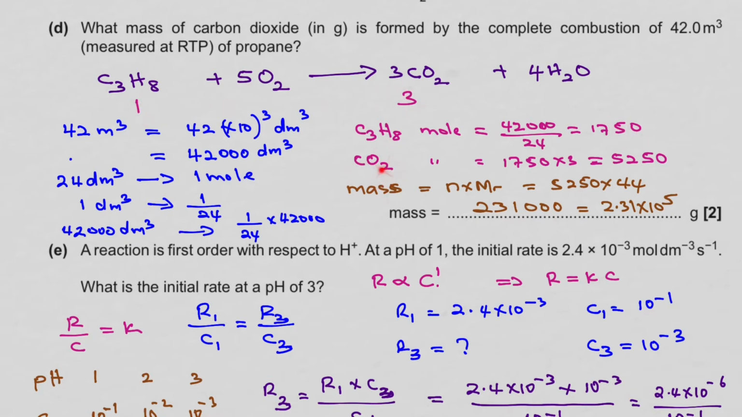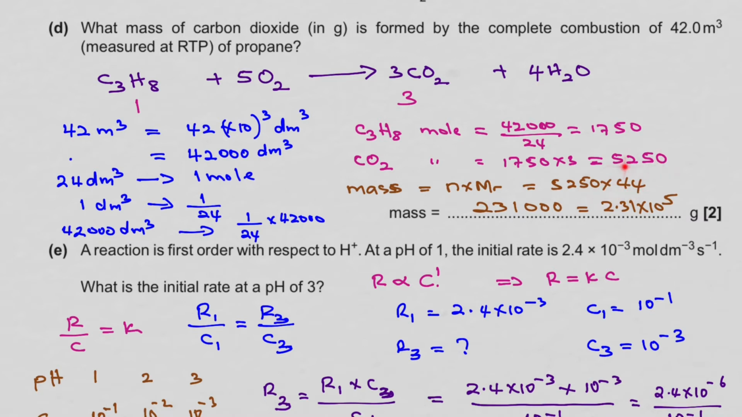So for carbon dioxide, the mole of carbon dioxide is going to be that times 3 because of the ratio. And that will be 5250. To find the mass of carbon dioxide, you just do mole times relative molecular mass. Carbon dioxide is 2 oxygen, that's 16 times 2, that's 32, plus 12, that's 44. So the relative molecular mass of carbon dioxide is 44.